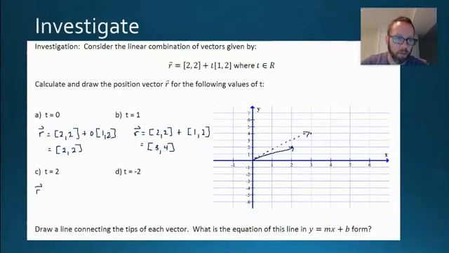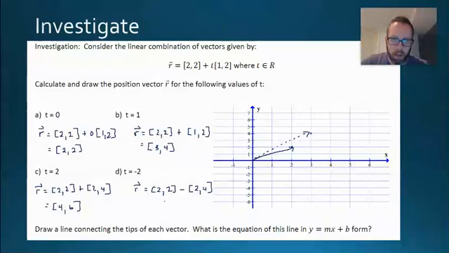For t equals 2, we're going to have (2, 2) plus (2, 4), which gives us (4, 6). And then finally, for t equals -2, we're going to get (2, 2) minus (2, 4), and that will give us (0, -2). So I'll add those guys as well. (0, -2) goes down here, and (4, 6) goes up here.